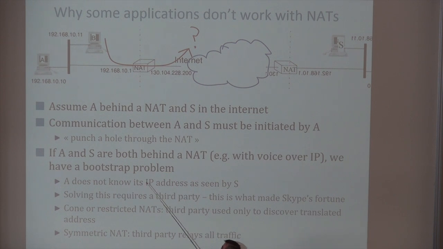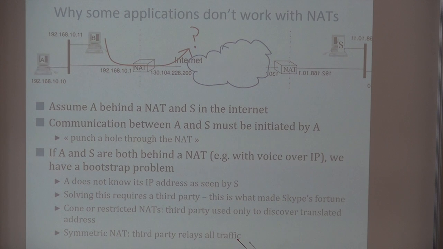So if the communication starts from the local area side, then the NAT, when it sees the packet for the first time going to that server, can create an entry in its NAT table. And when the server will respond, the NAT will know to which machine and to which port number it should be sent to.